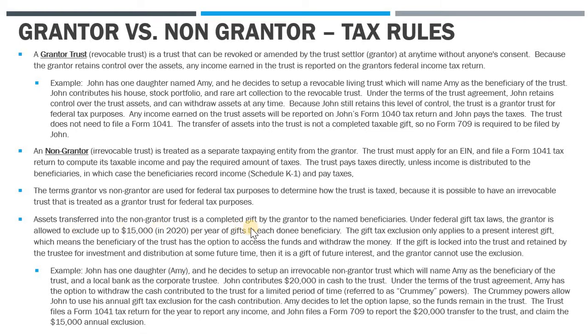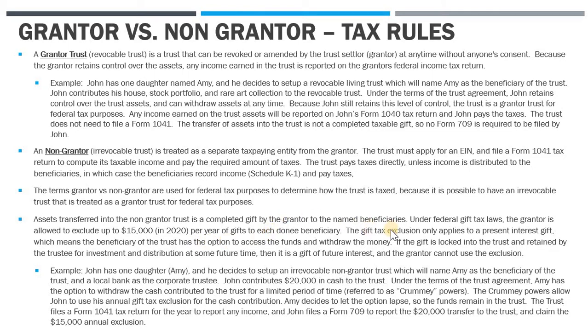Now, for this fourth bullet point there, assets transferred into a non-grantor trust are generally treated as a completed gift by the grantor to the beneficiaries, right? So if it's a completed gift, the grantor is allowed to exclude up to the annual gift tax exclusion. So 15 grand in 2020. This number changes year to year, and normally goes up with inflation. But for 2020 it was 15,000, and that's per year to each donee beneficiary.